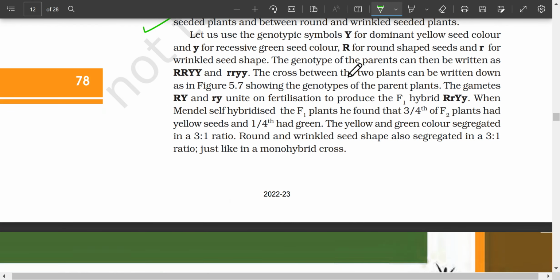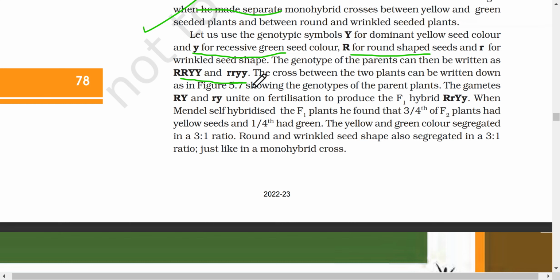Let us use the genotypic symbols Y for dominant yellow seed color and small y for recessive green seed color, capital R for round shaped seeds and small r for wrinkled seed shape. The genotype of the parents can then be written as capital R, capital R, small y, capital Y, and this.